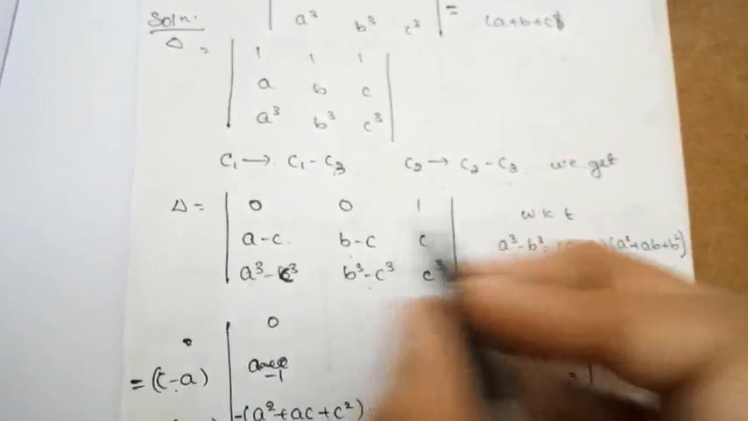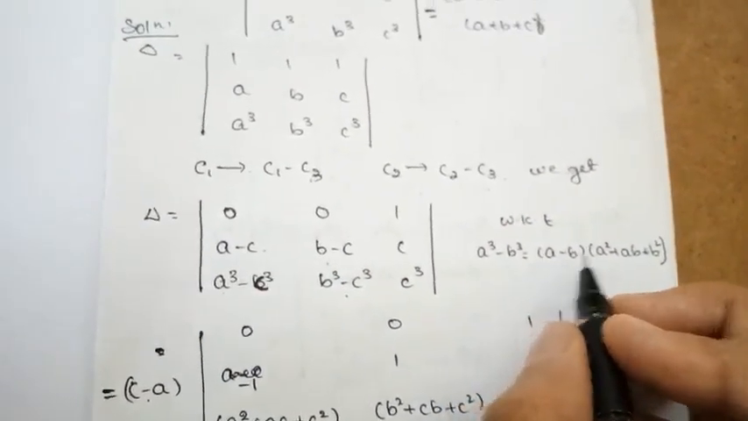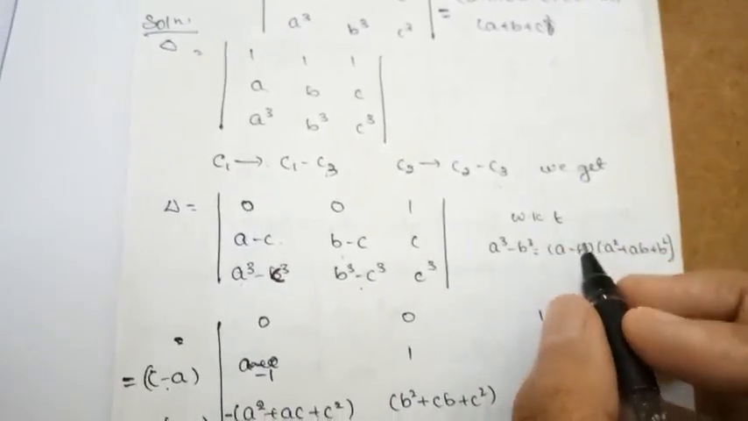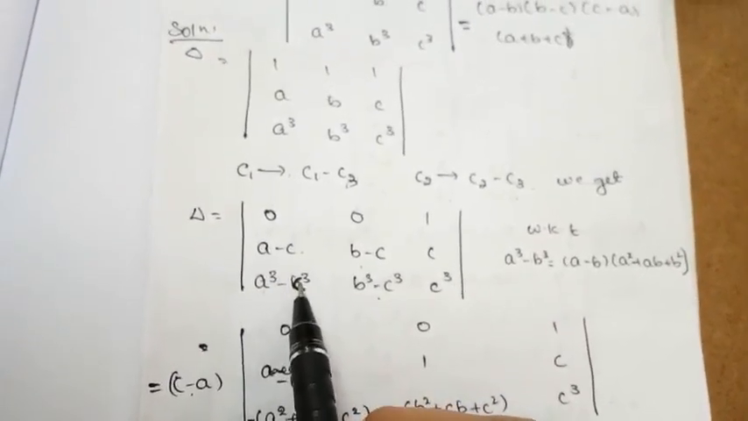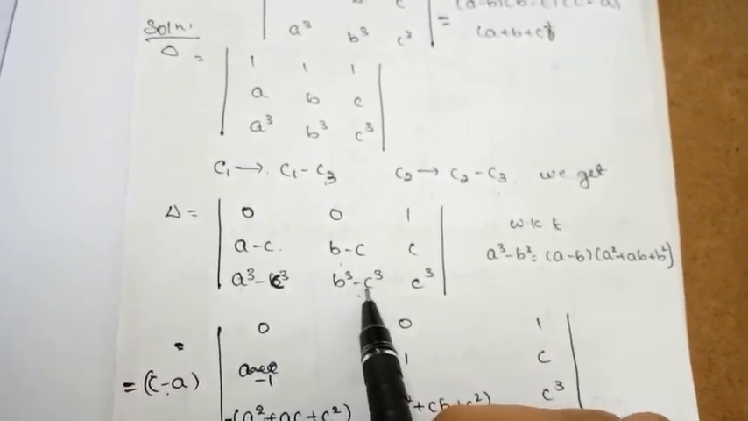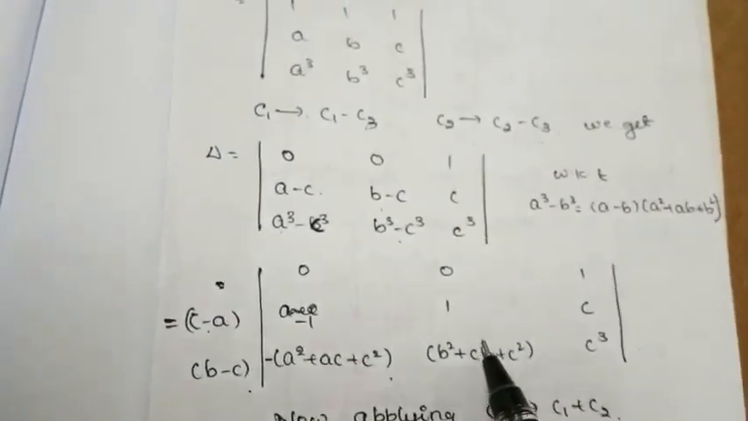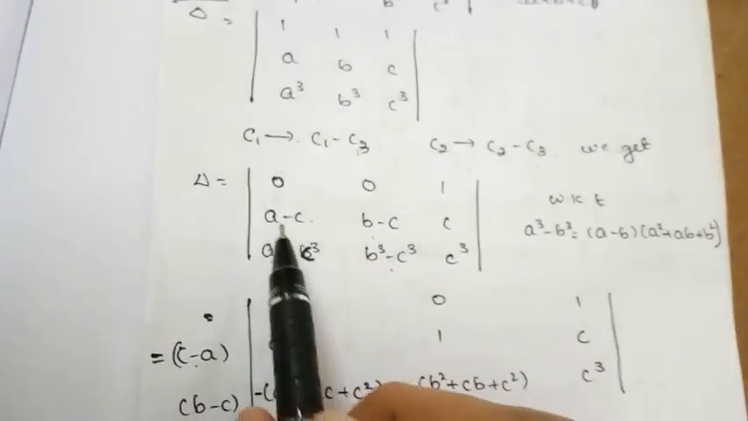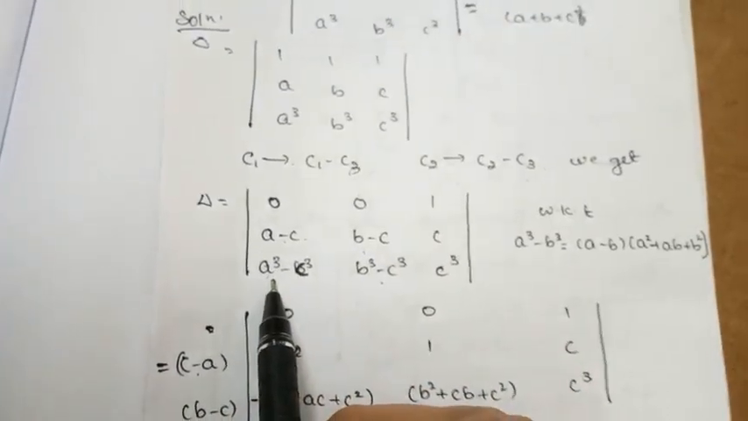And we all know the A cube minus B cube formula. What is that? A cube minus B cube is equal to A minus B into A square plus B square plus AB. So this is the formula. Here, A cube minus C cube means A minus C into A square plus AC plus C square. And in this one it is nothing but B minus C into B square plus C square plus BC. So that is what we have written. By looking here, you can say that here also A minus C, here also A minus C.